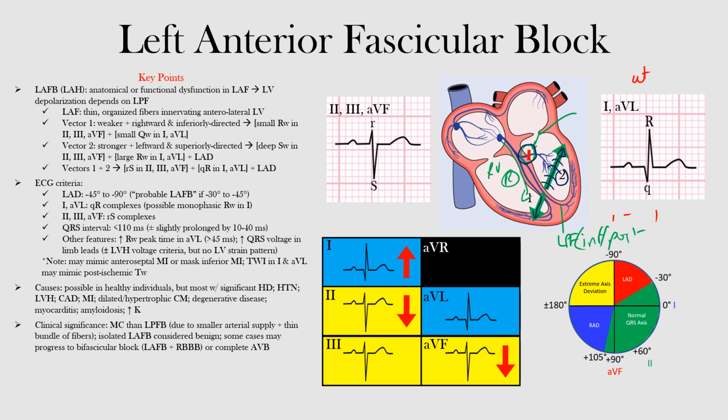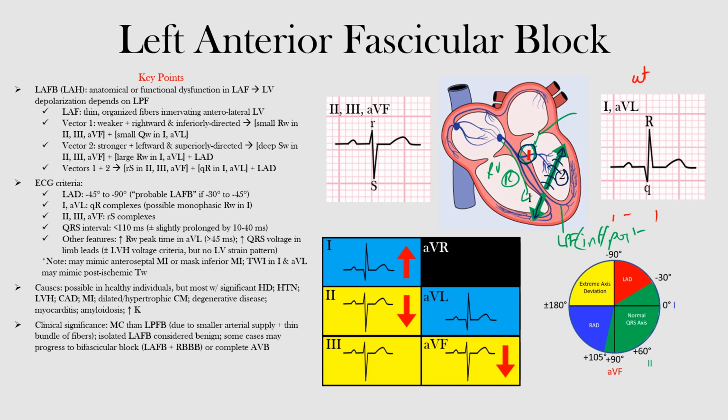So because the vector is not directed in the normal inferior and leftward direction, but instead in that superior and leftward direction, this results in left axis deviation. The electrical axis of the ventricles will be found in the left quadrant of the hexaxial system, or in the frontal plane, specifically between -30 and -90 degrees. And often it's actually beyond -45 degrees.